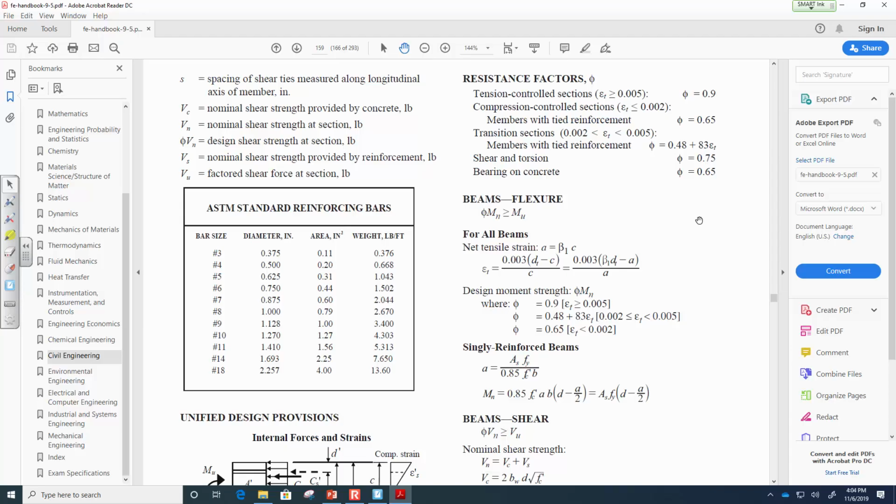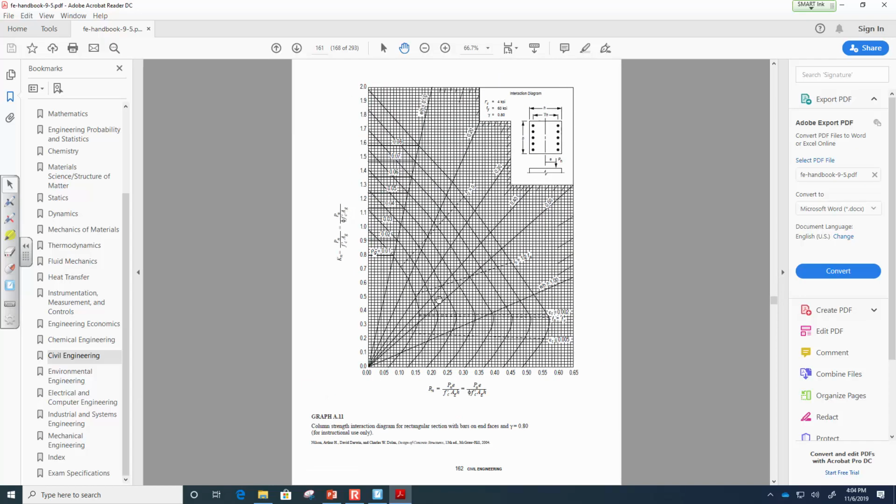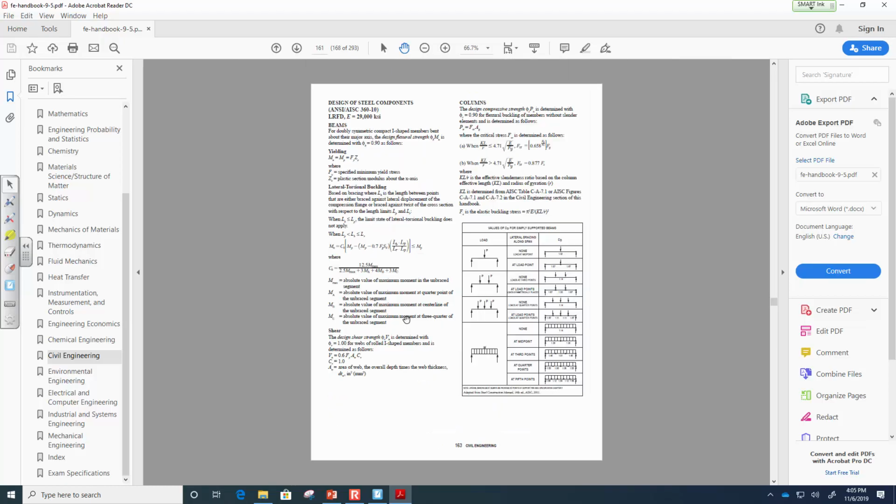So the concrete design stuff, again, is pretty simple. Nothing on design. You may have to use one of these. I don't have an example problem on this, but you might have to use one of these. Remember these? These are the PM curves, beam column interaction charts. If you have a column that's got an eccentric load, pretty straightforward. But let me show you the steel design stuff.